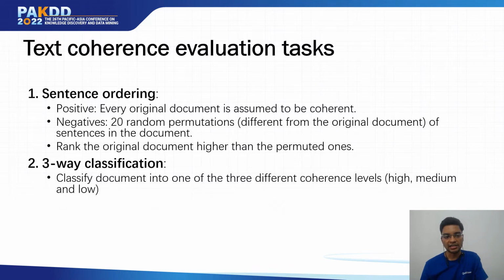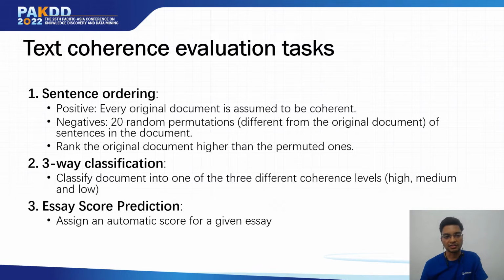The second task is three-way classification. The task is to classify a document into one of three levels: high, medium, and low. The third task is essay score prediction. The task is to assign a score to a given essay. So sentence ordering and three-way classification are classification tasks, and essay score prediction is a regression task.